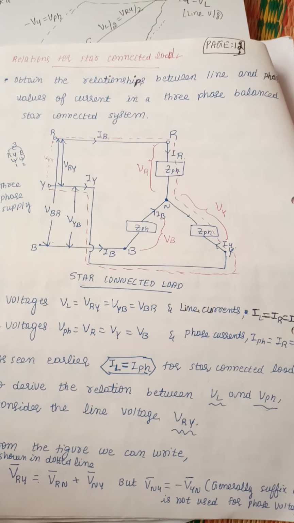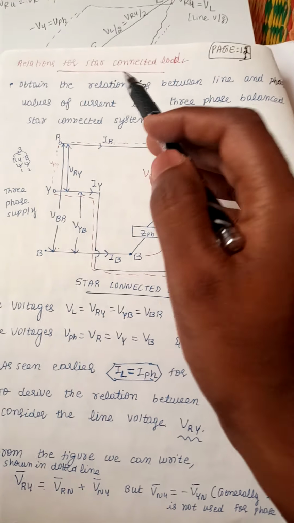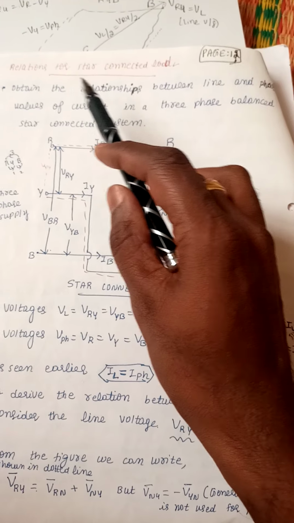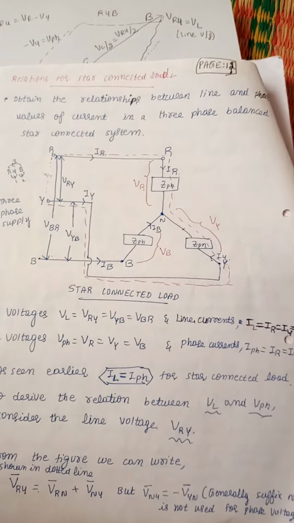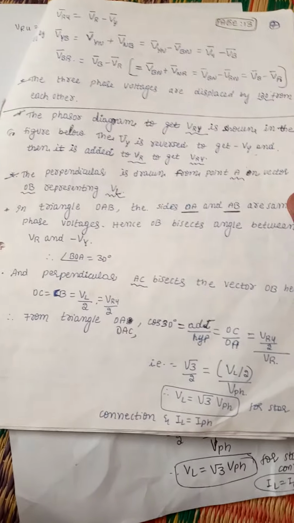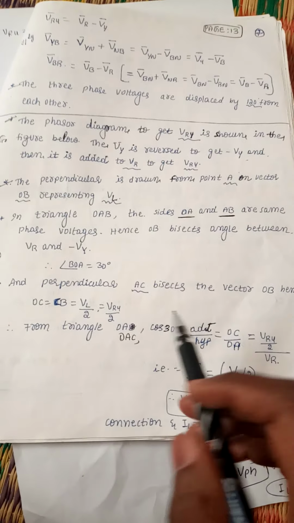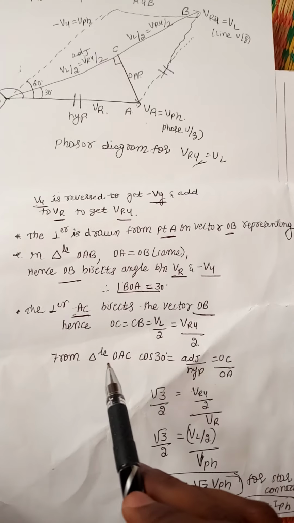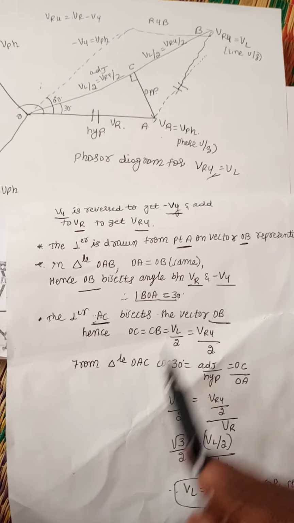So I will continue the class from the previous topic, relations for star connected load. So in the last class we stopped here, right? So now what you have to do, consider a triangle OAC.